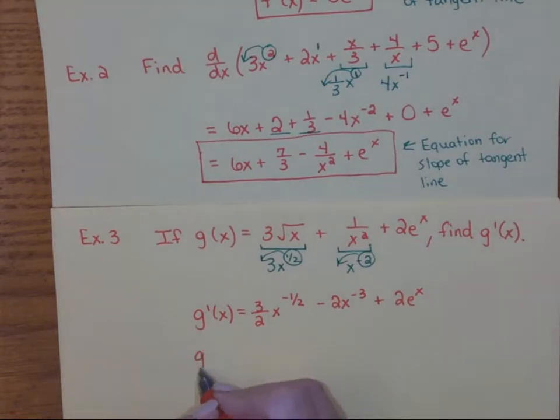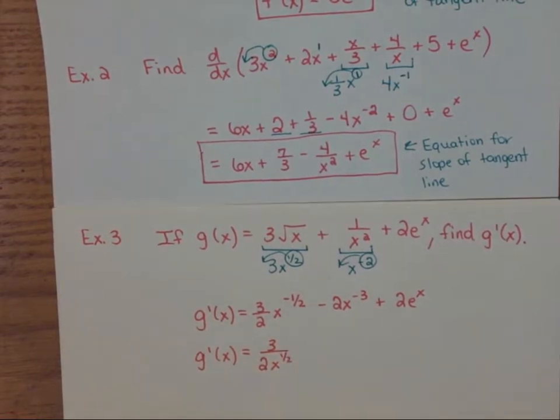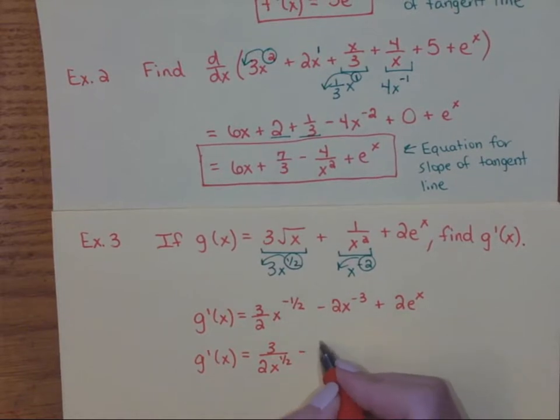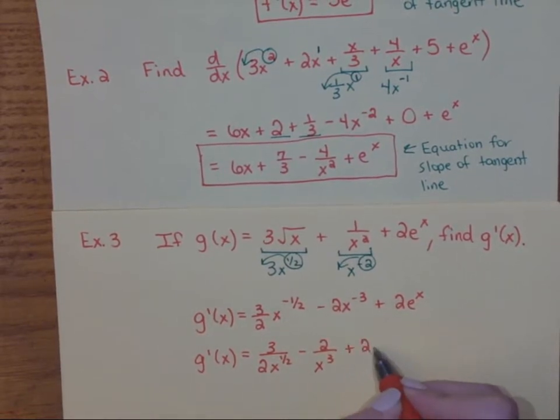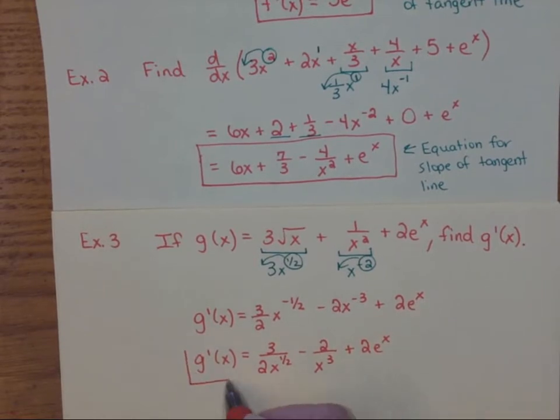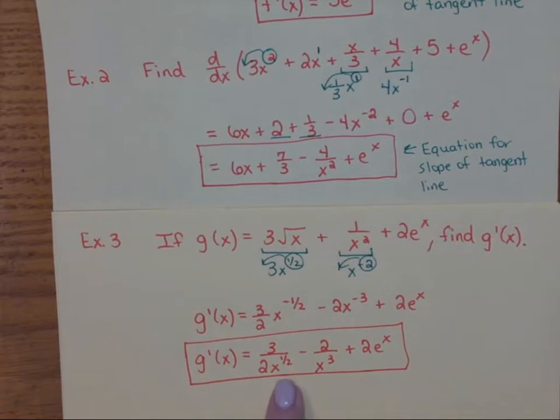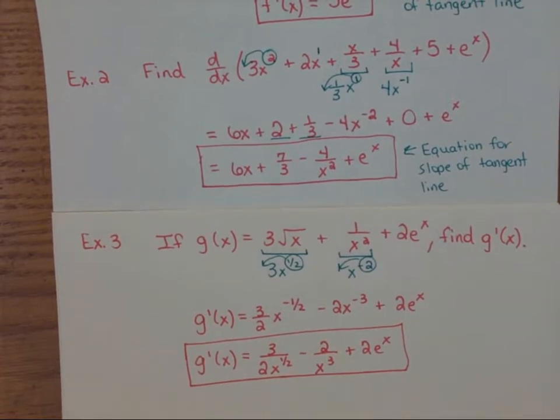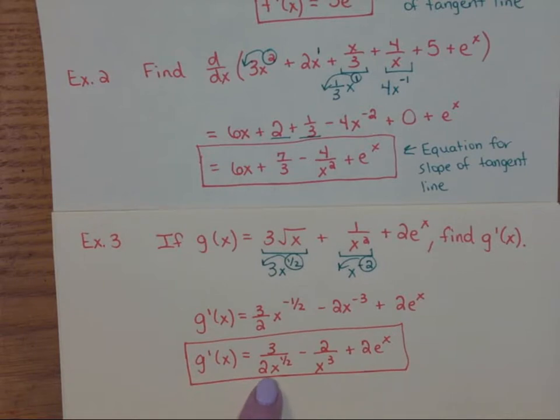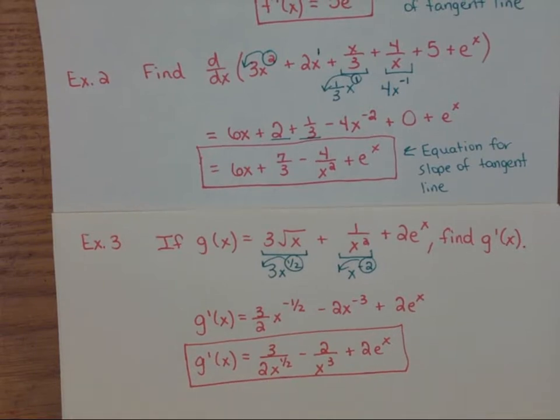So in the end, make sure you write everything in the form that I've requested. So it would be 3 over 2 x to the 1/2, right? Because that moved to the bottom because of the negative exponent. Then it'd be minus 2 over x cubed, and then plus 2 e to the x. Okay. If you wish, you can write this x to the 1/2 as the square root of x. So if you wanted to write this first term as 3 over 2 and then a square root of x, you can do that as well, as long as you keep it on the bottom.